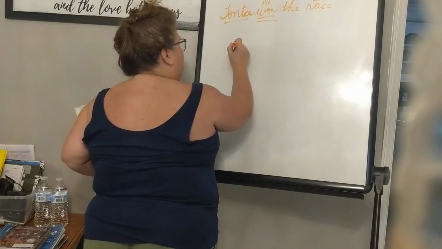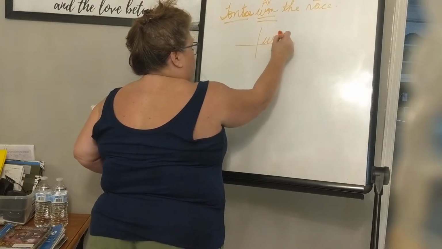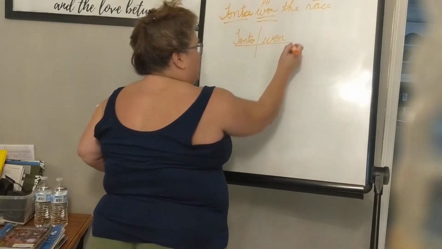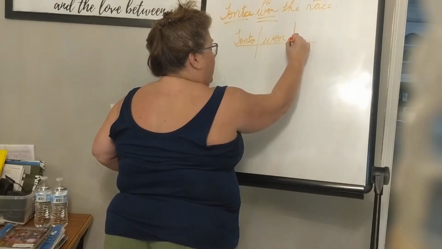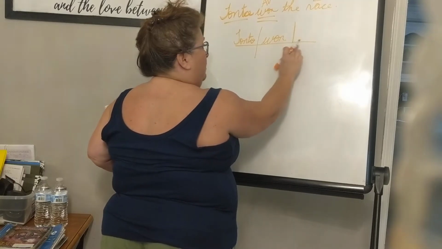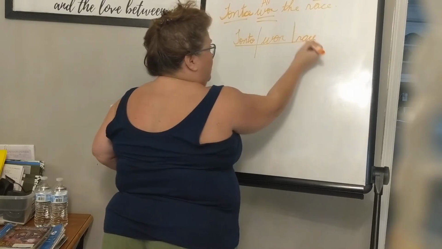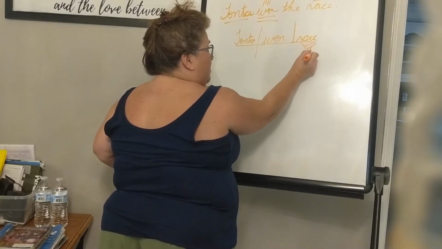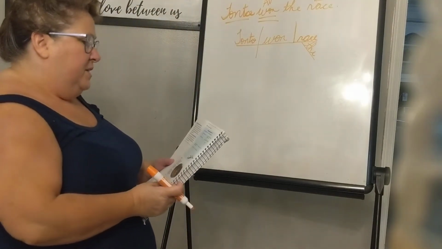So when we diagram it, we diagram our verb, won, who or what won, Tonto, and Tonto won whom or what? We just put a vertical line that stops on the line, and we write our direct object, race. The word the goes right under race, just like it would any other noun that we were diagramming. Okay?